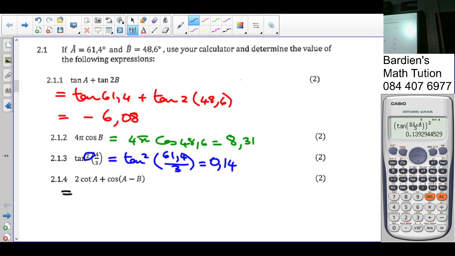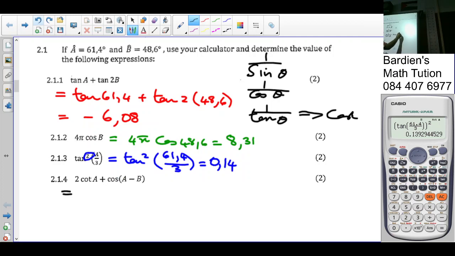We've got 2 cot. Now cot is what? Cot is the reciprocal of tan. Remember we've got sine, cos, tan. In this order, their reciprocals would be cosec, sec, and cot.